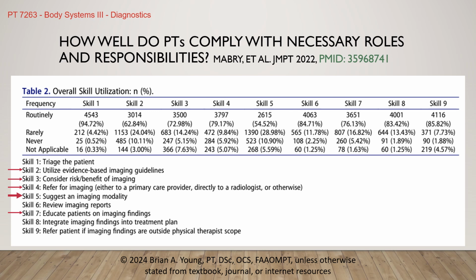And each of the ones with arrows that I've targeted here are less than 80%. And skill 5, suggest an imaging modality, that's at 54%. And what we see is that's kind of troubling. It's good that we're doing this. We're doing all the skills at varying degrees, but yet it's troubling that we're not doing them at a high level. And 80% is a fairly low bar, if we want to have good consistency and competency in working with patients.